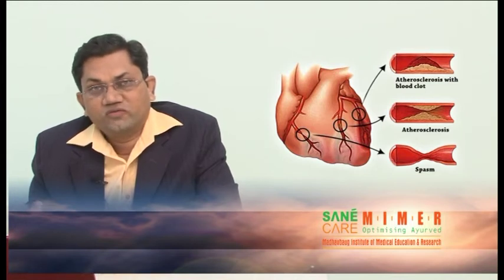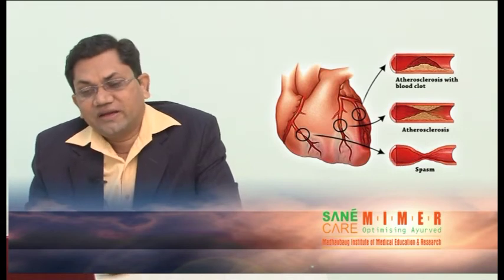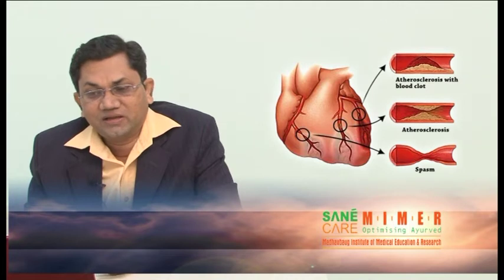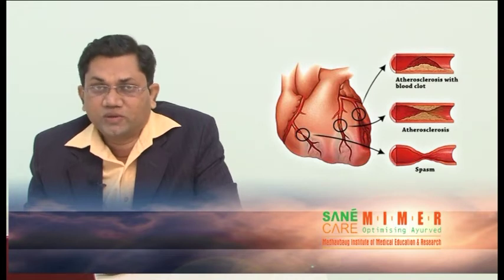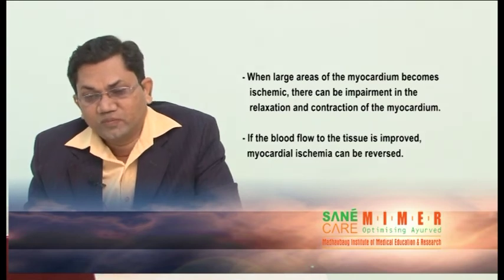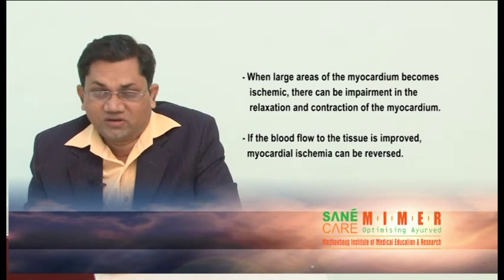So what we should understand at this stage is that when a large area of myocardium becomes ischemic, there can be an impairment in the relaxation and contraction of the myocardium, and if the blood flow to the tissue is improved at this stage, then myocardial ischemia can be reversed.